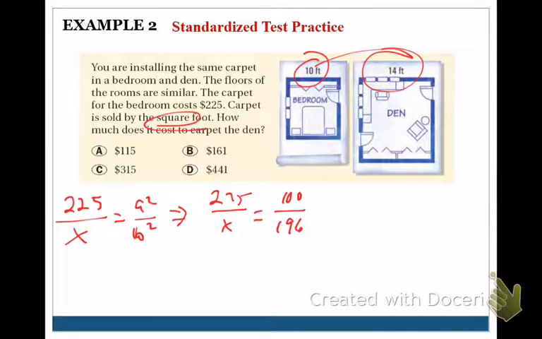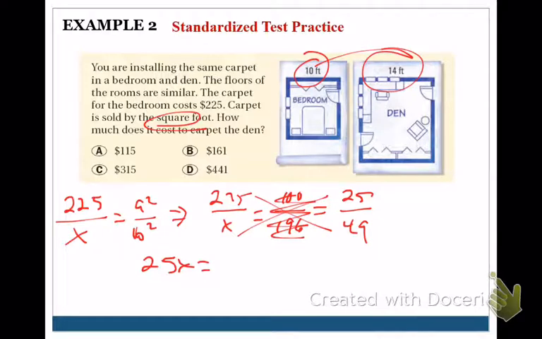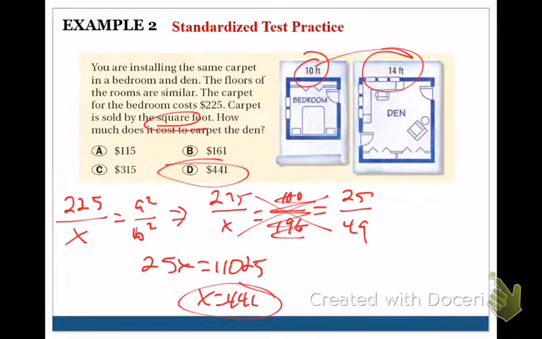Or you could reduce that if you wanted to, to make your math a little bit easier, and make this 25 over 49. And now you're going to cross multiply this and get 25x equals 11,025, and then divide by 25, and you get 441. So the answer is going to be D. Okay? So again, some uses for these similar polygons.